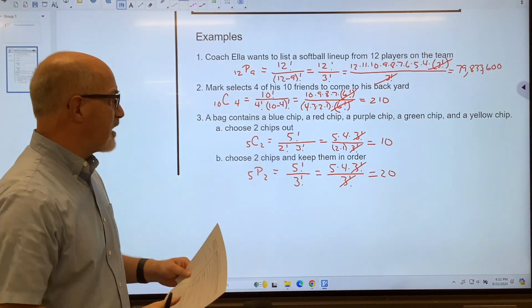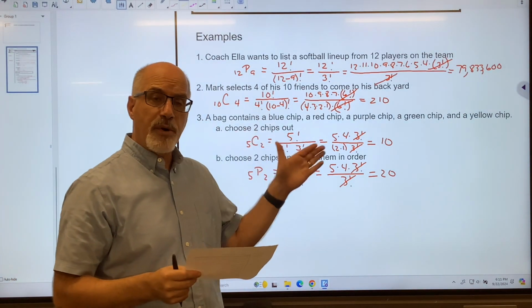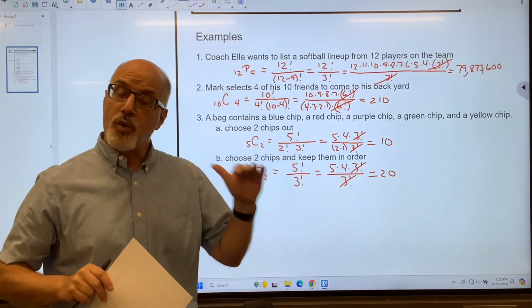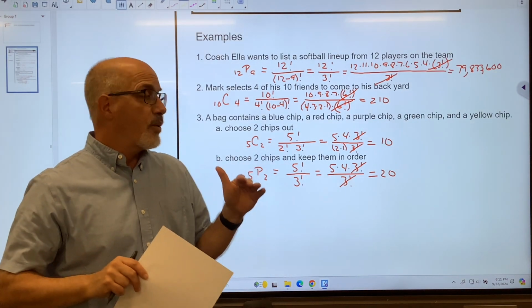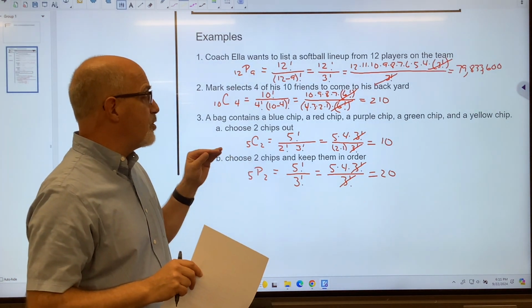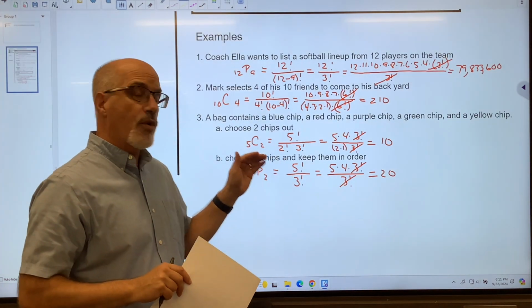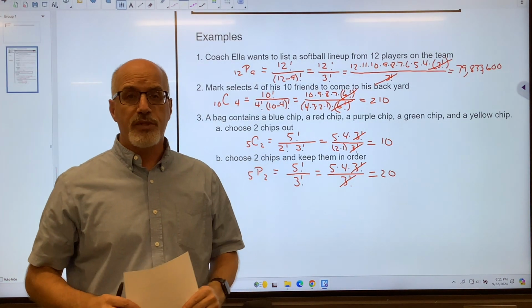So our objective was to be able to figure out permutations and combinations. And the key is being able to know, does order matter or not? If order matters, then you do a permutation, and you use the formula for that. If order does not matter, then you use a combination.